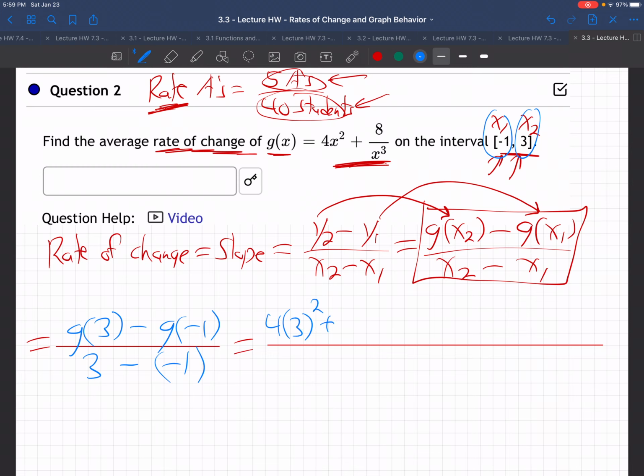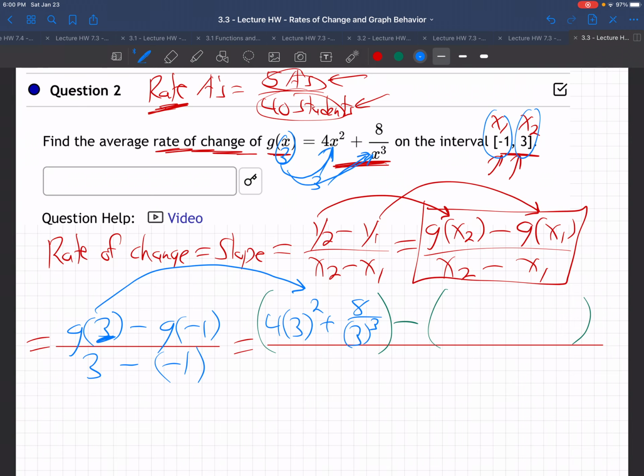4 times 3 squared plus 8 over 3 cubed, minus, and then we got to plug in negative 1. So this is g of 3 so far, right? I just plugged 3 in right there and right there. That's what g of 3 is. So remember, whatever you put in the parentheses of the function, that's going in the x spot, which means it goes in the x spots in the function.